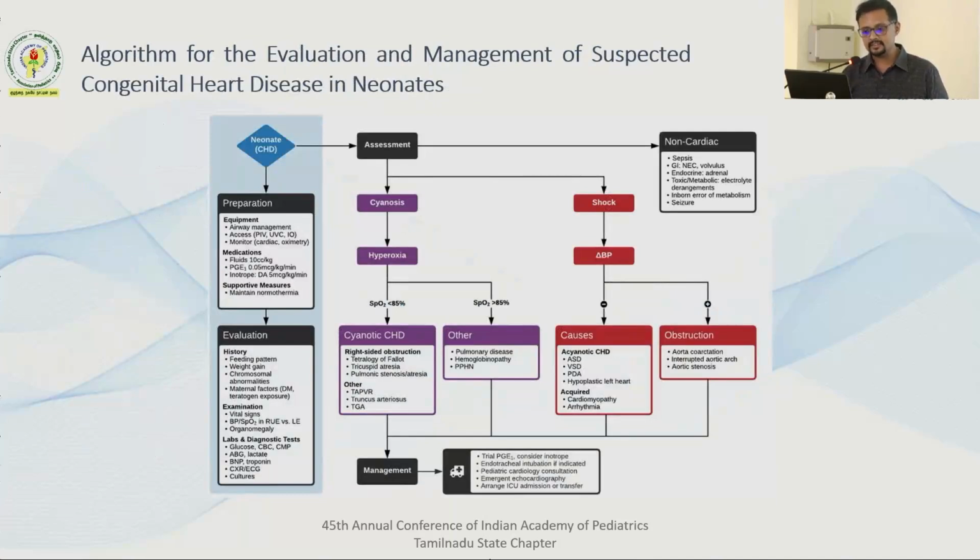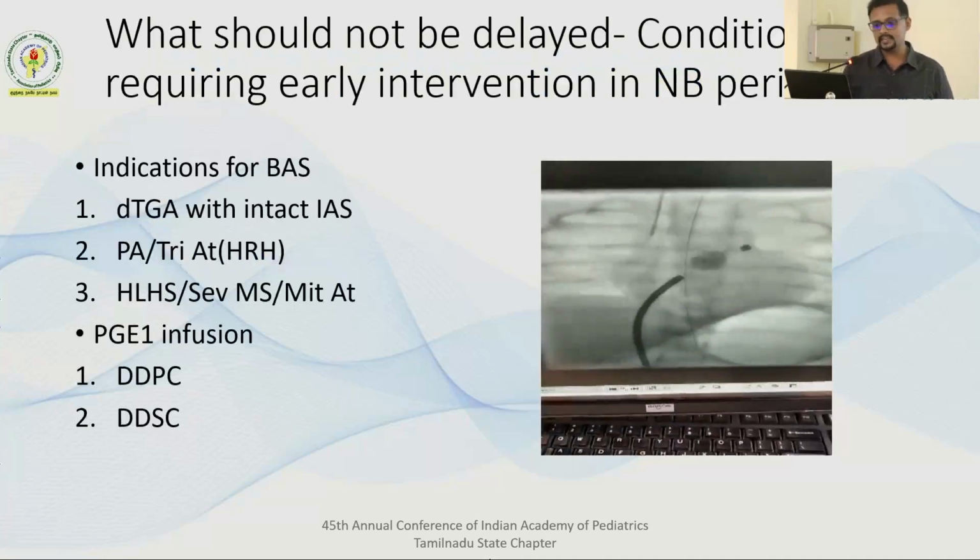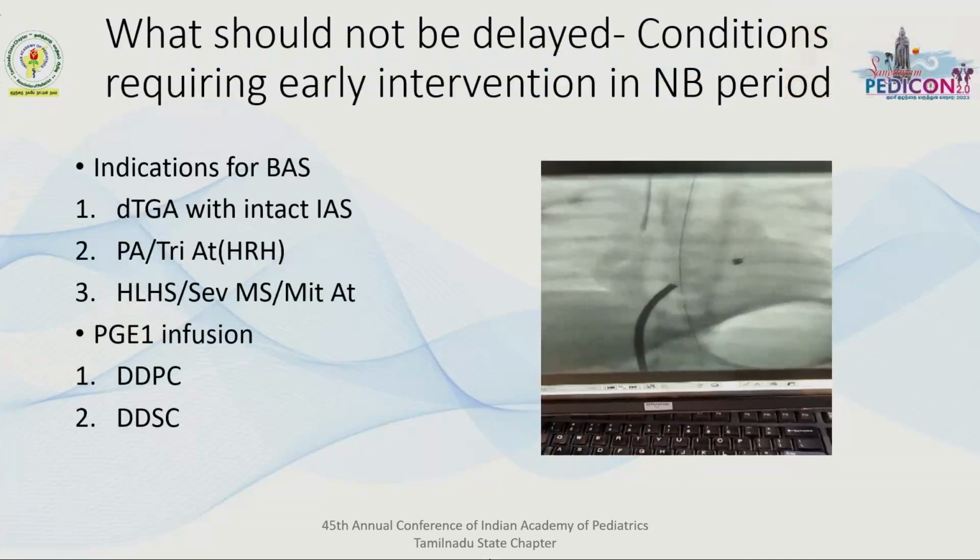Here we have cyanotic heart disease with right-sided obstructive lesions, and we have other diseases like obstructive TAPVC, pulmonary venous connection abnormalities, and truncus. Once this is done, it needs a cardiac evaluation to see how we are going to proceed. So two procedures which could be life-saving in a neonate with a duct-dependent circulation as well as with mixed physiology: the balloon atrial septostomy. Here we have some indications for balloon atrial septostomy.